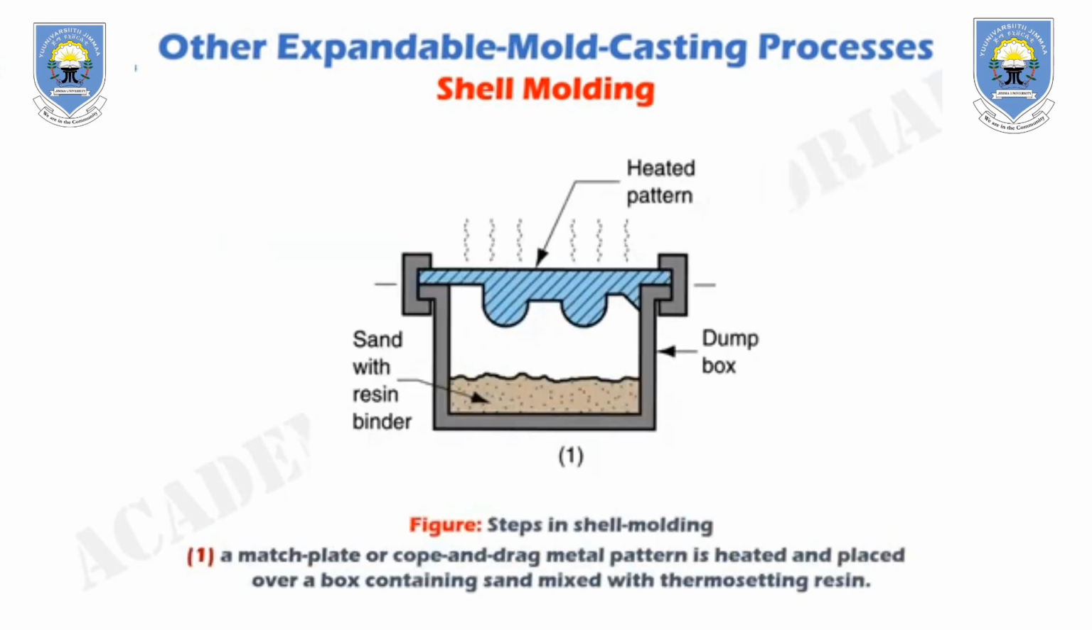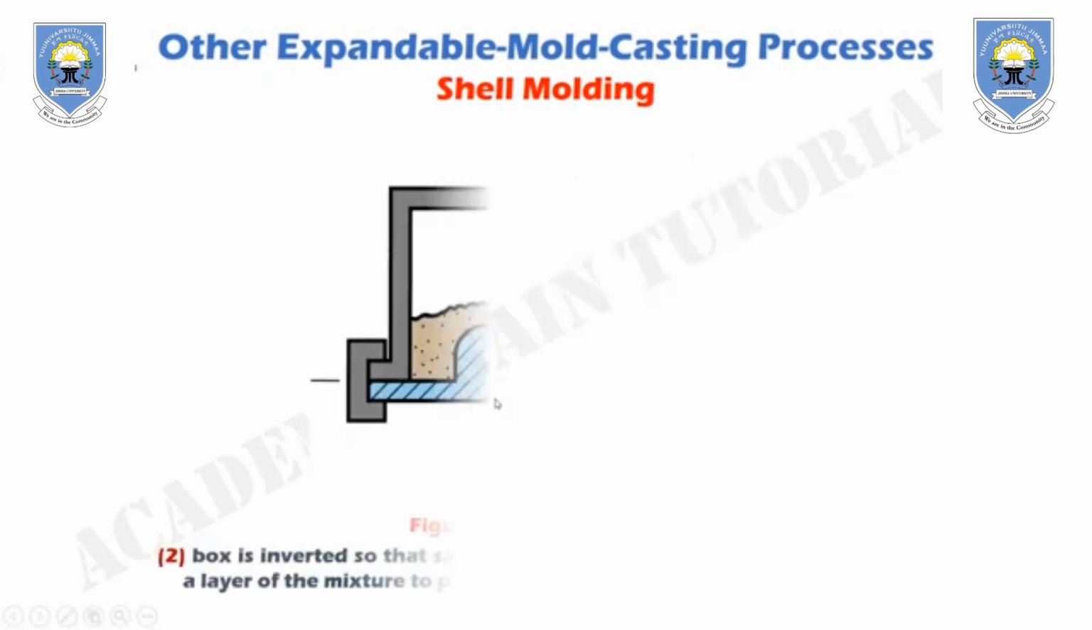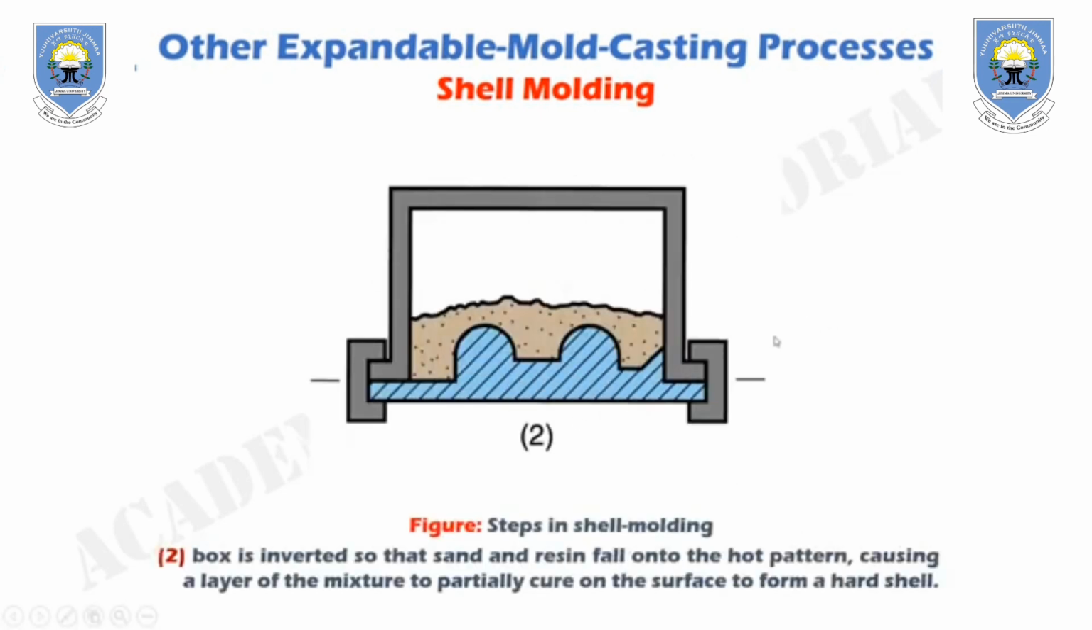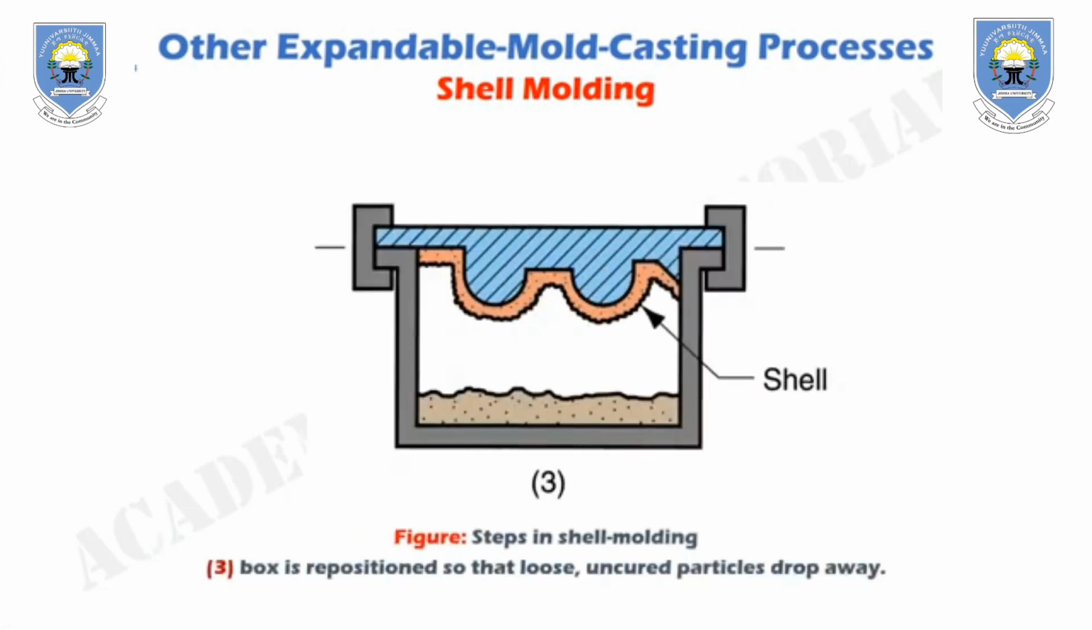Figure 1 shows the first step in shell molding, where a match plate or cope and drag metal pattern is heated and placed over a box containing sand mixed with thermosetting resin. Figure 2 shows the second step, where the box is inverted so that sand and resin fall onto the hot pattern, causing a layer of the mixture to partially cure on the surface to form a hard shell.